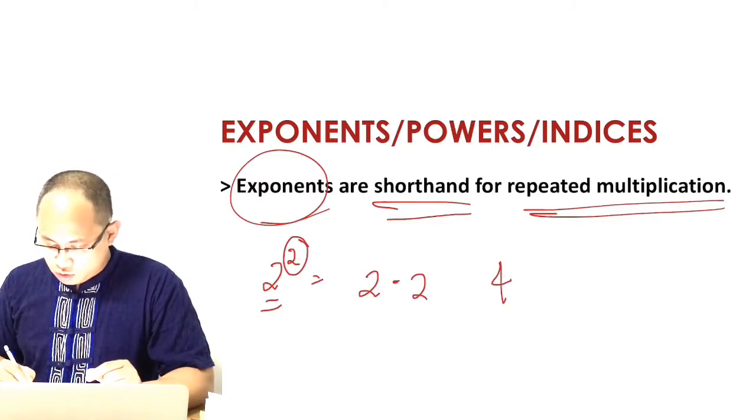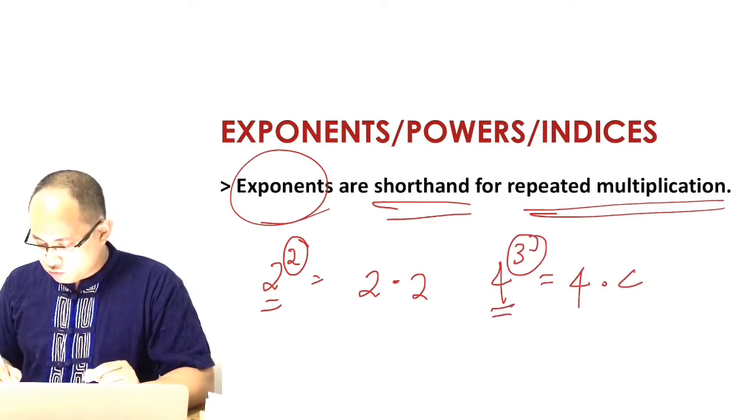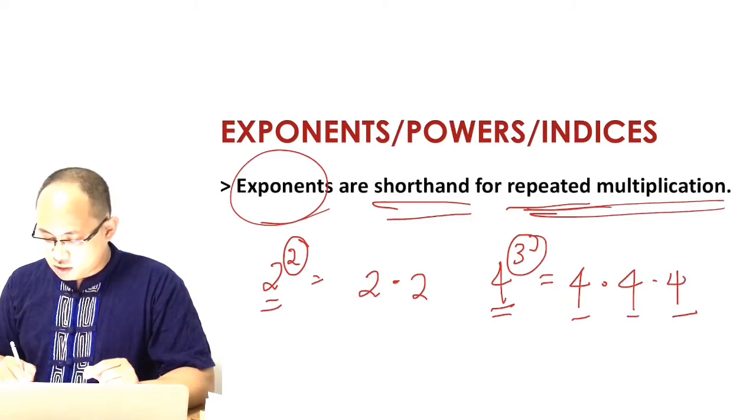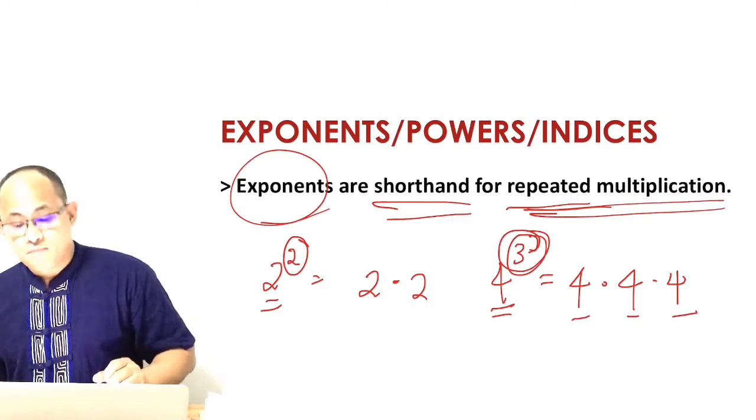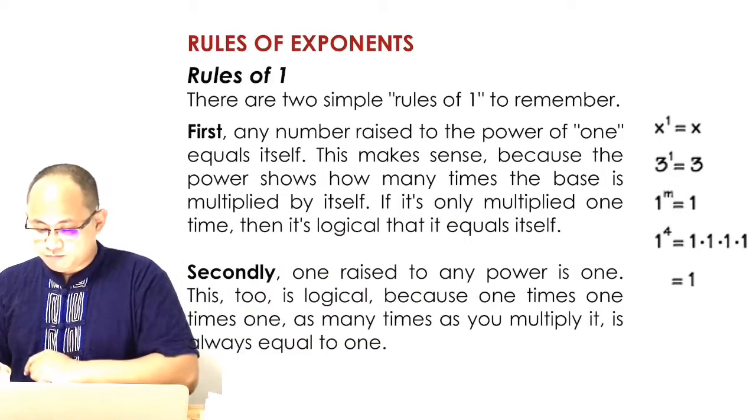If you have 4 to the power of 3, it means you are going to multiply 4 three times because of the 3. So 4 times 4 times 4. It is repeated because the number is being repeated based on its exponent. That is what we call exponents. That's the function of an exponent.